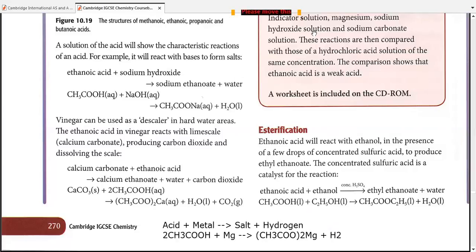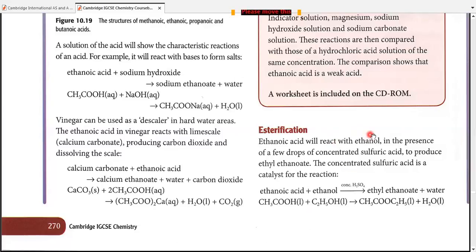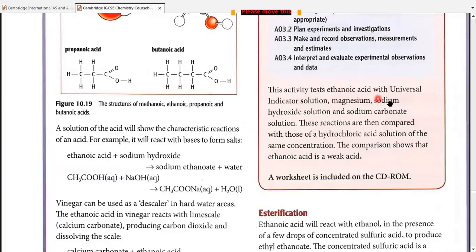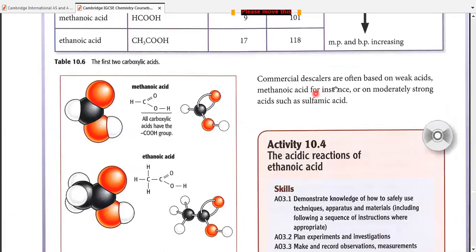Yes, sir. चलें, एसिड्स को और क्लास को दोनों को बाइंड अप करते हैं एक छोटे से पैराग्राफ के साथ. Commercial descalers are based on weak acids, methanoic acid, for example, or on moderately strong acids such as sulfamic acid. It's the first time you're going to study this name. Why? Because this acid is a part of A-levels practicals. That's why we tell you the name of this acid.